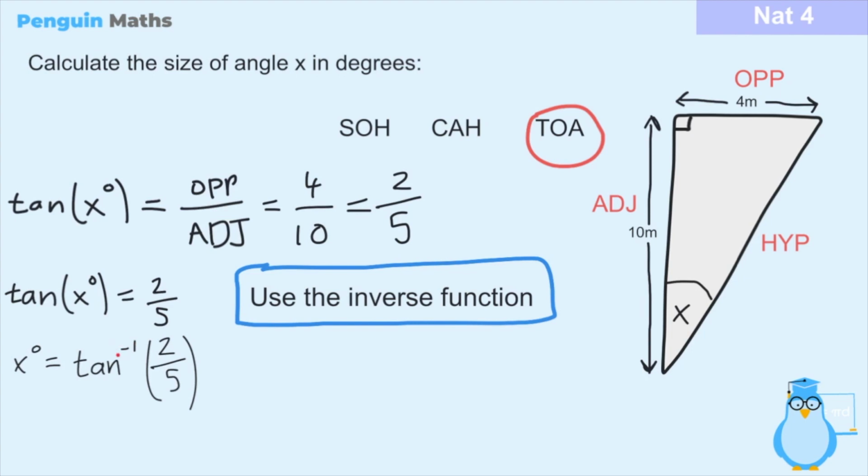So it's this little minus 1 here, as if it's almost like a power. That's how we write the inverse of the function. And if this was the sine function or the cos function, it would be exactly the same. We can just take this over to the other side and then put a little minus 1, and that indicates that we're using the inverse function.